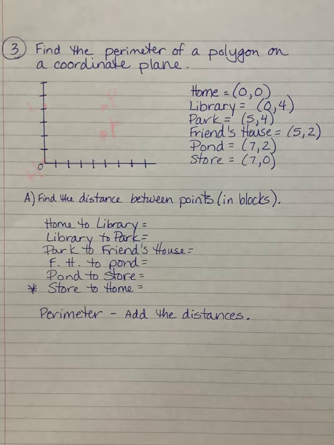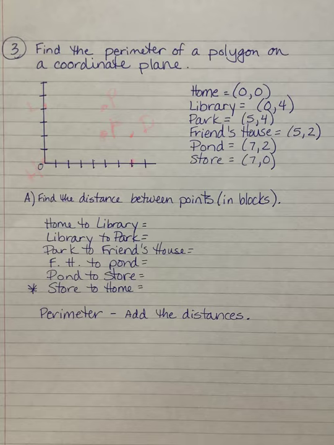The pond is at 7, 2, but we already used P, so we'll just call that D for the end of pond. And then you could give it any kind of thing that you wanted. And then from the pond to the store is 7, 0. So we'll call that S.